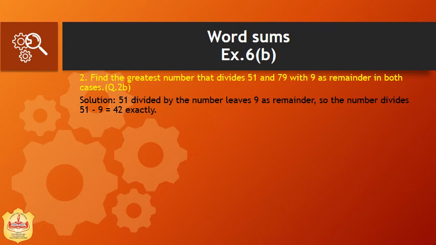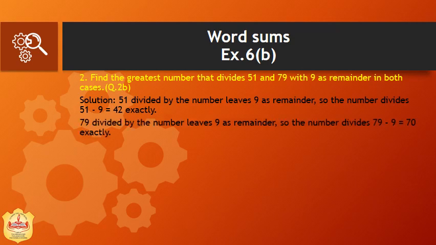Now in the next step, what we will do? 79, we know, divided by the number, that is the greatest number which we are supposed to find out. It leaves 9 as remainder. So, the number divides 79 minus 9 is equal to 70 exactly.